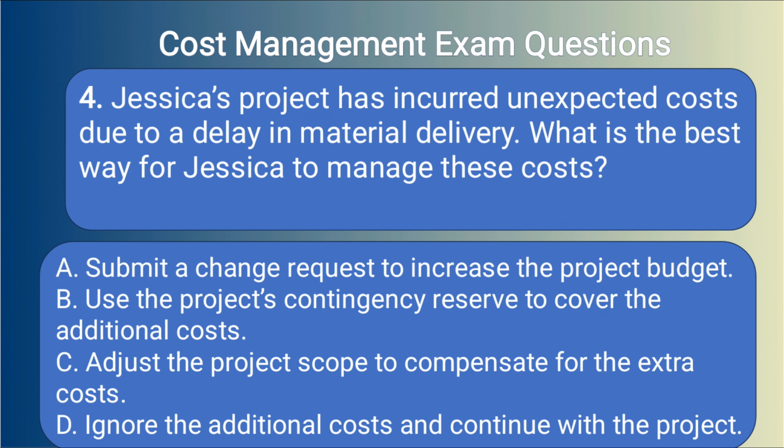4. Jessica's project has incurred unexpected costs due to a delay in material delivery. What is the best way for Jessica to manage these costs? A. Submit a change request to increase the project budget. B. Use the project's contingency reserve to cover the additional costs. C. Adjust the project scope to compensate for the extra costs. D. Ignore the additional costs and continue with the project.